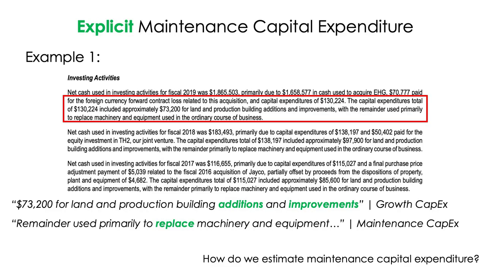Some businesses do this. It's not the most common method, but on screen is an example of a business which does this, that being Thor Industries. You can see that they mention explicitly how much is being spent on maintenance and explicitly how much is being spent on growth.